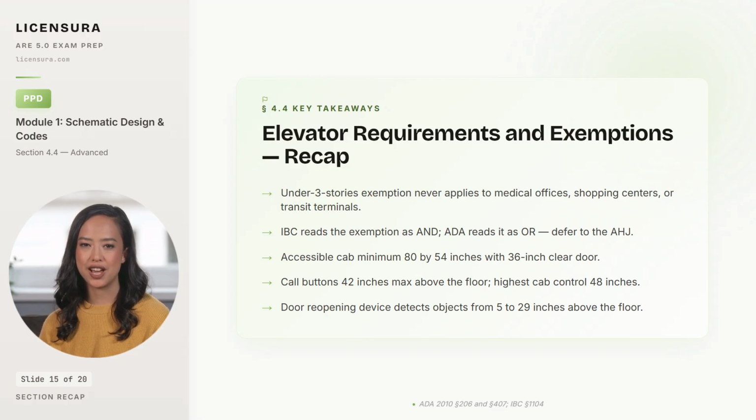Fourth, hoistway call buttons cannot sit more than 42 inches above the floor, and the highest cab control cannot exceed 48 inches, both heights matching seated wheelchair reach. And fifth, the door reopening device must detect objects between 5 and 29 inches above the floor, covering wheelchair footrests, cane tips, and crouching children.